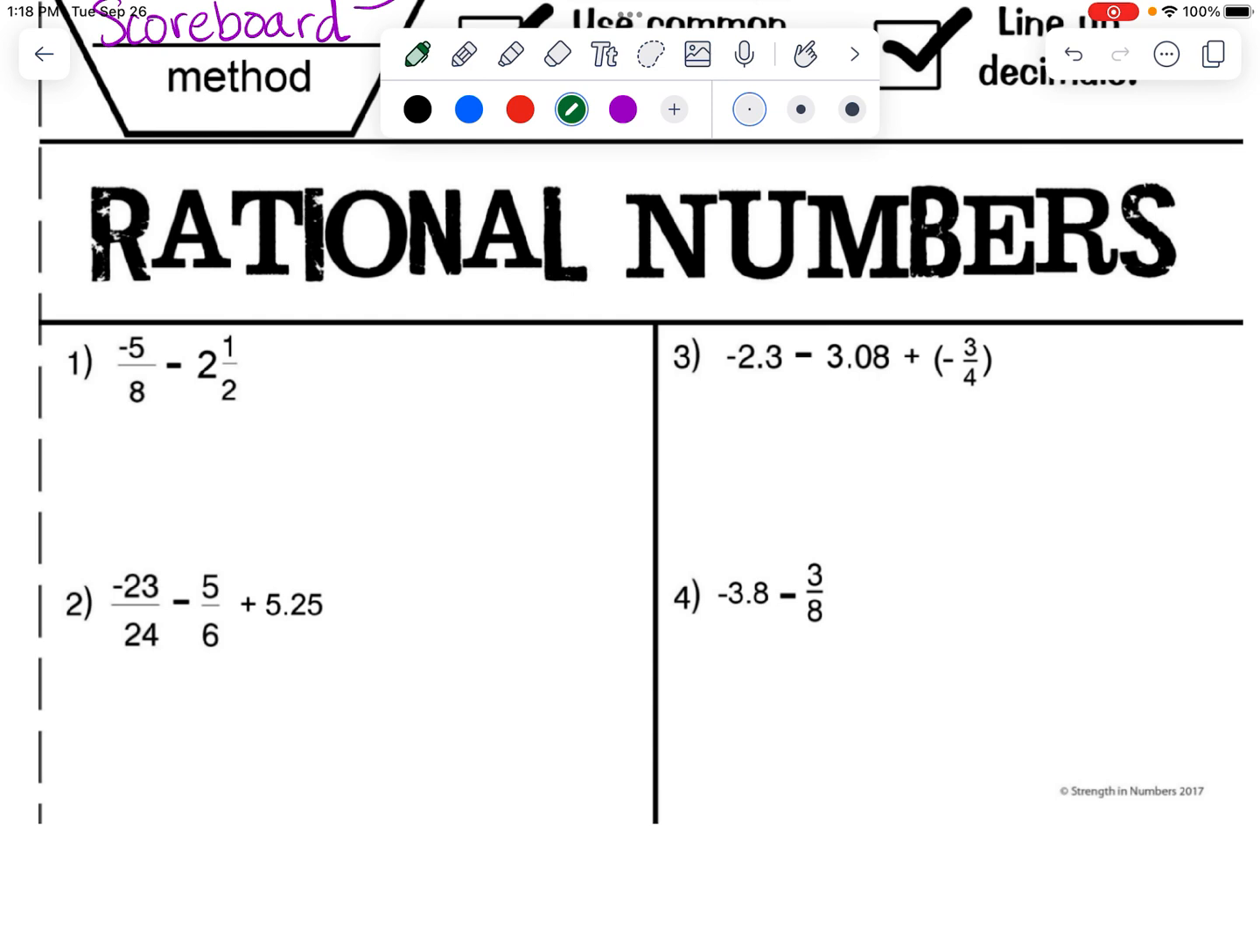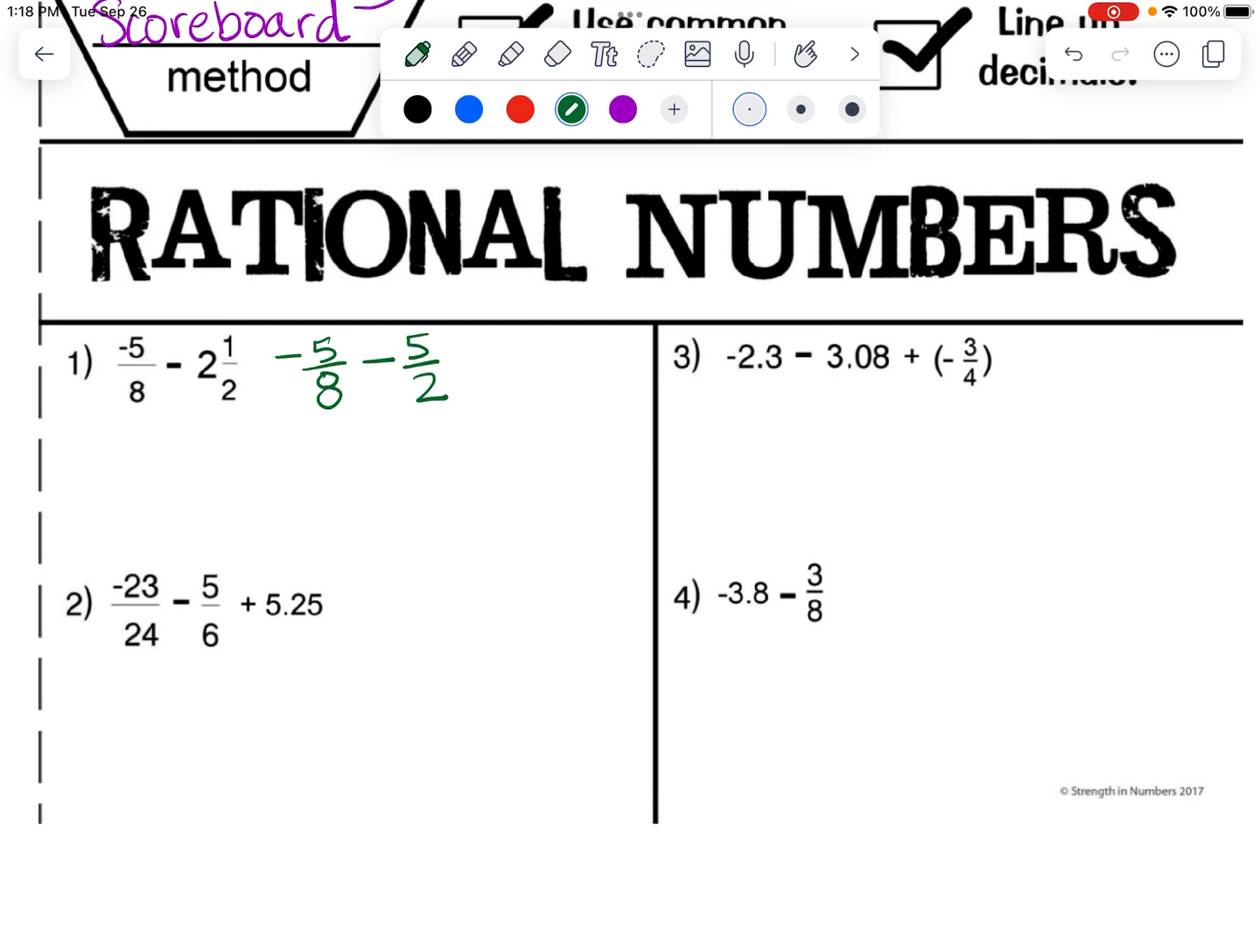They're both fractions, so I'm going to leave them fractions. Could you change them to decimals? Sure. But the general rule is if they give you all fractions in the question, your answer should be a fraction. So first let's change the second fraction to an improper fraction. I'm going to make that 5/2. Both of these have a negative in front of them, a subtraction or a negative. Those are the same thing.